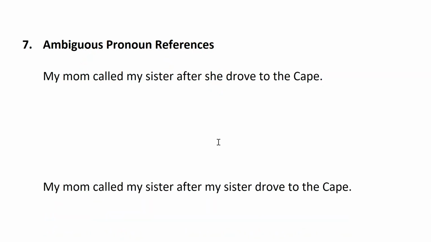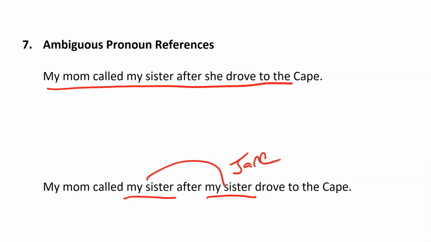So perhaps you want to say something more along the lines of this: My mom called my sister after my sister drove to the Cape. And if saying my sister twice is bothering you, maybe you could tell me the name of the sister. Maybe your sister's name is Jane and it's mentioned previously in your writing, and that's very clear. But be very aware of this mistake because it happens a lot.